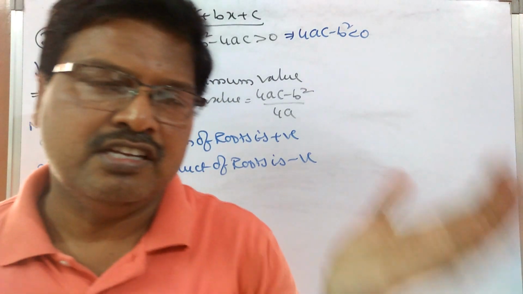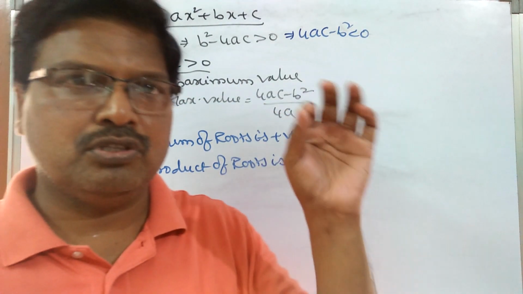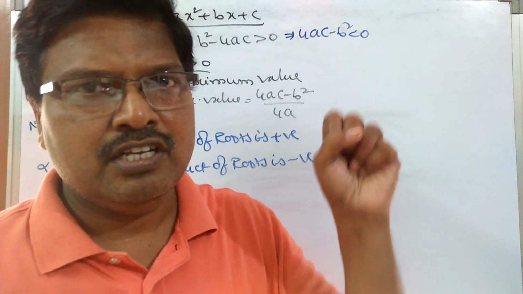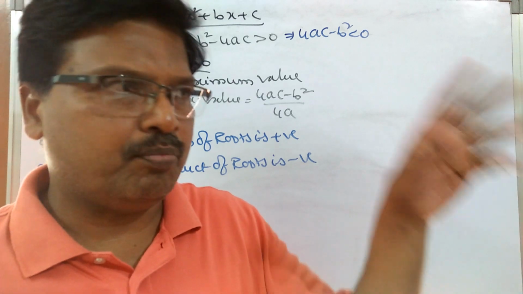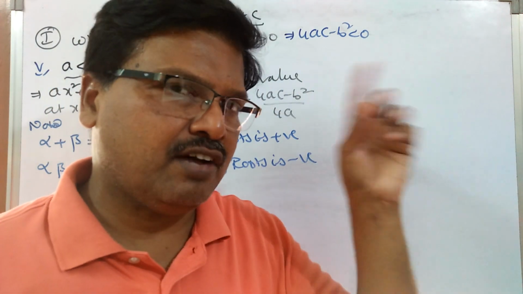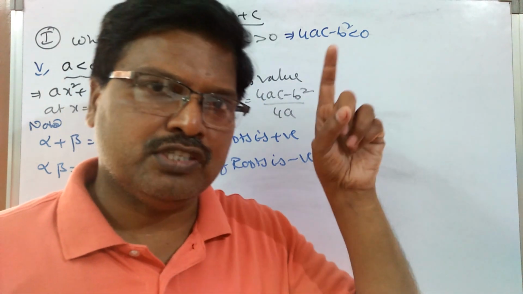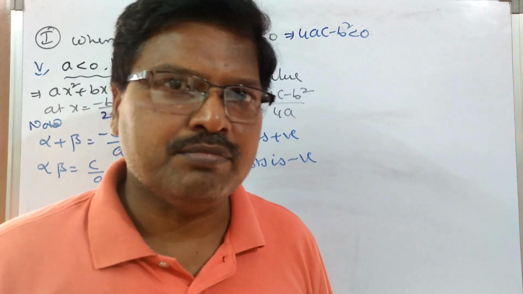I told you so many times. If the product of roots is negative, both roots have opposite signs. If the product of roots is positive, both roots have the same sign. Try to remember that. Product of roots is negative, both roots have opposite signs. Product of roots is positive, both roots have the same sign.